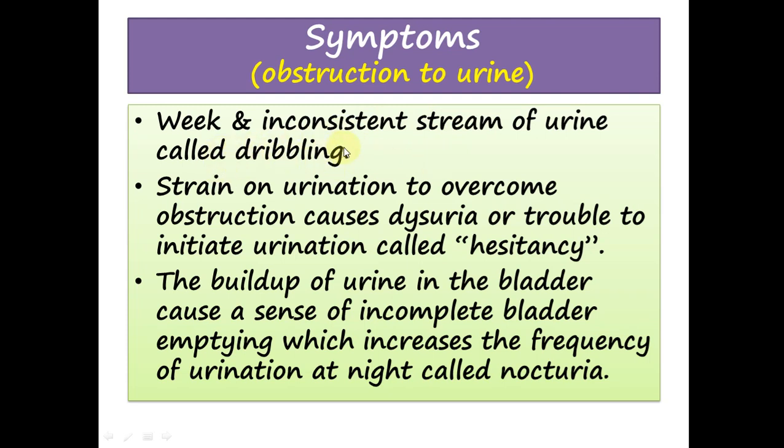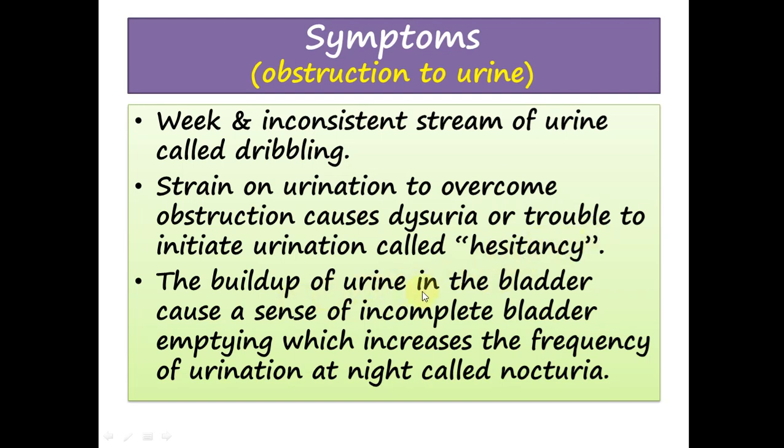Since the urethra is obstructed by the enlarged prostate gland, the person gets difficulty in passing urine, and automatically this person will strain on urination to overcome the obstruction, which will cause pain during urination and sometimes trouble to start or initiate urination, and this condition is known as hesitancy.